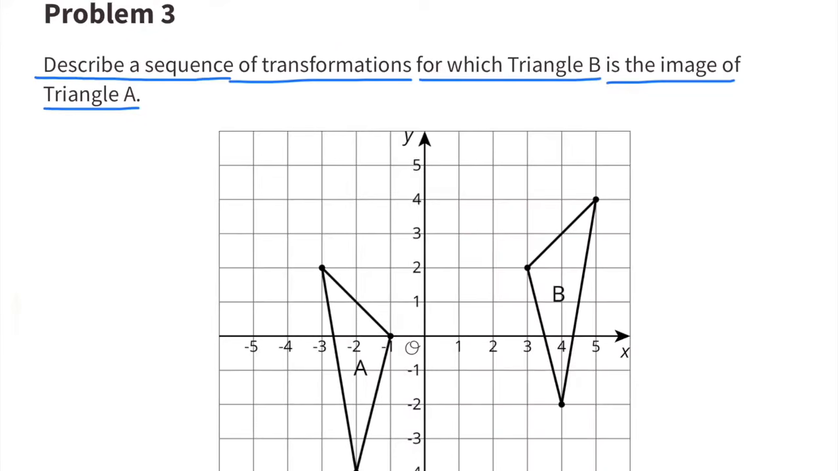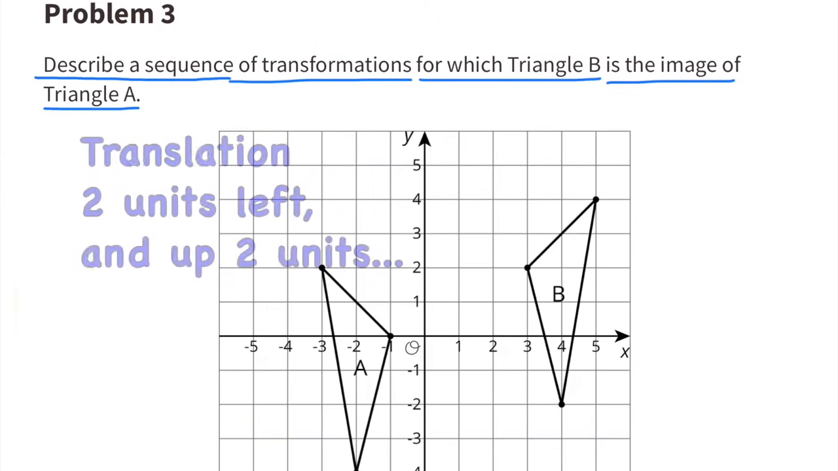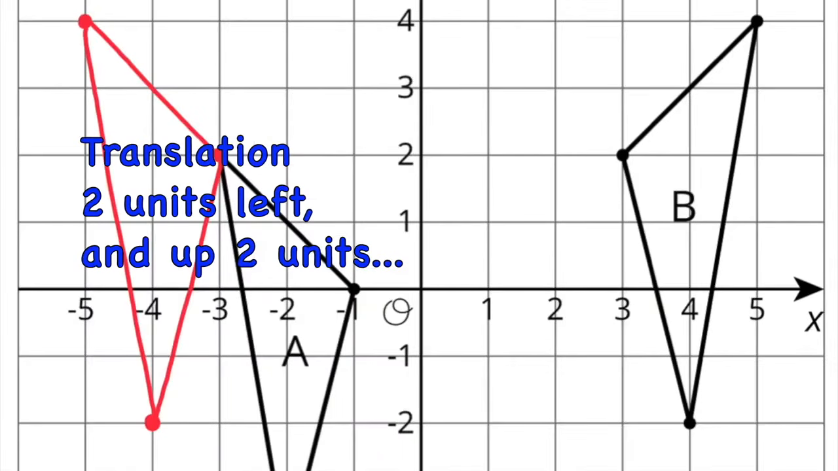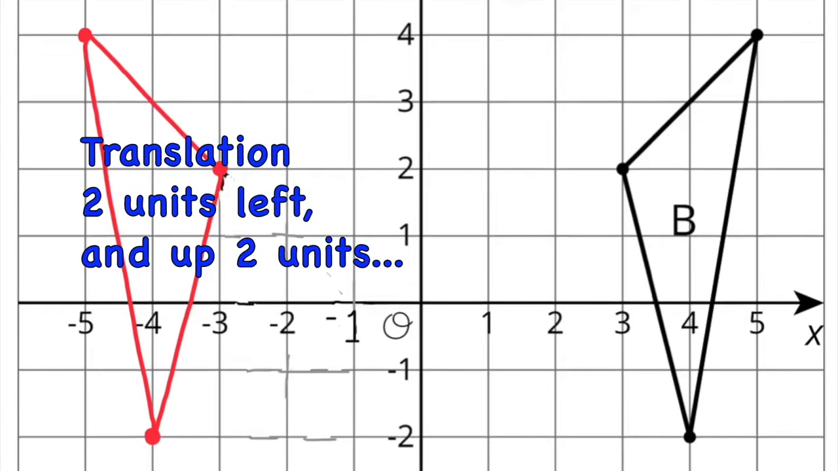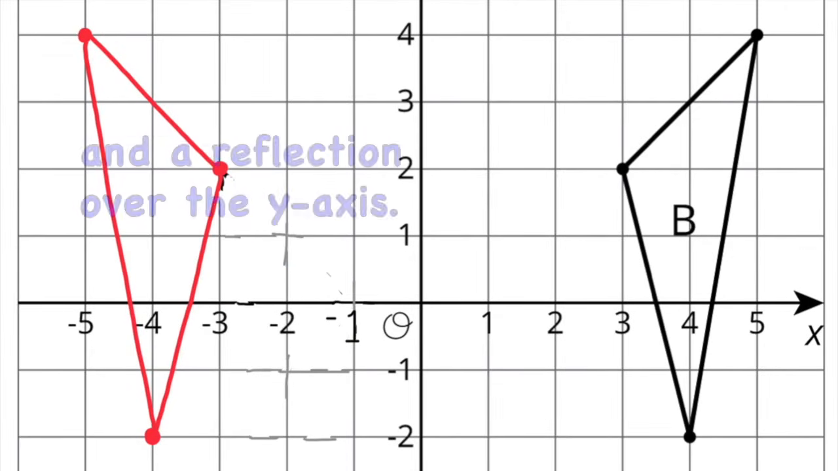Number 3. Describe a sequence of transformations for which triangle B is the image of triangle A. The first transformation in the sequence would be a translation 2 units to the left and up 2 units. And the final transformation in the sequence is a reflection over the y-axis.